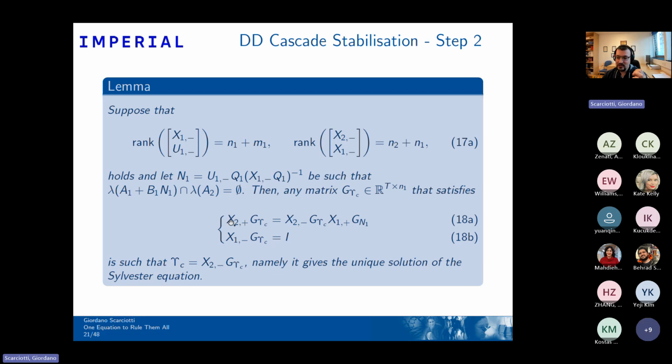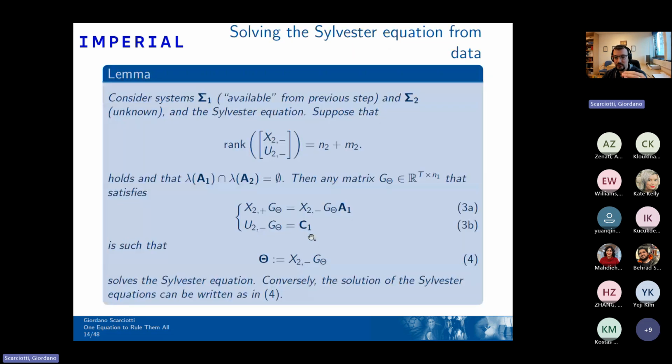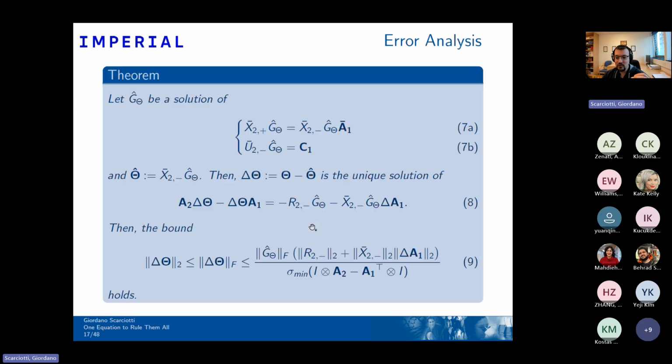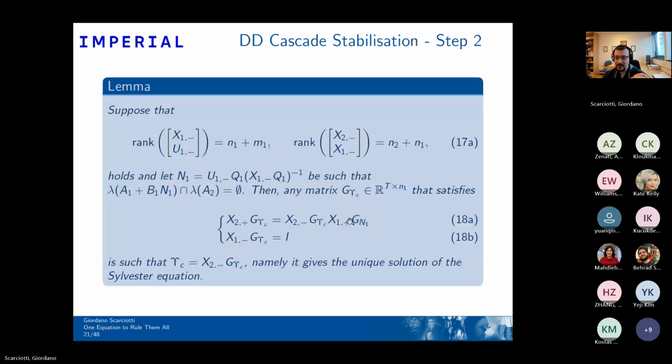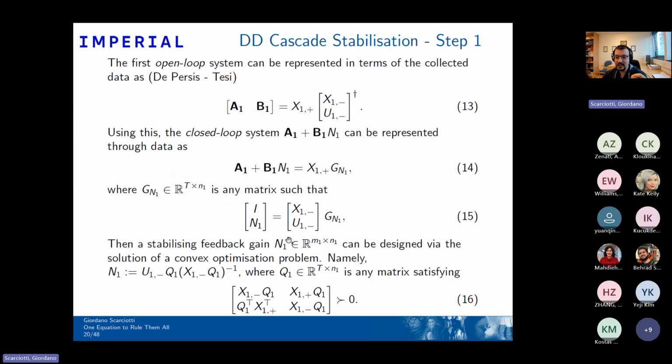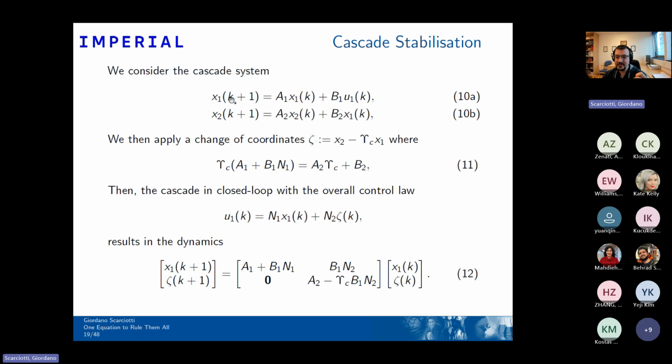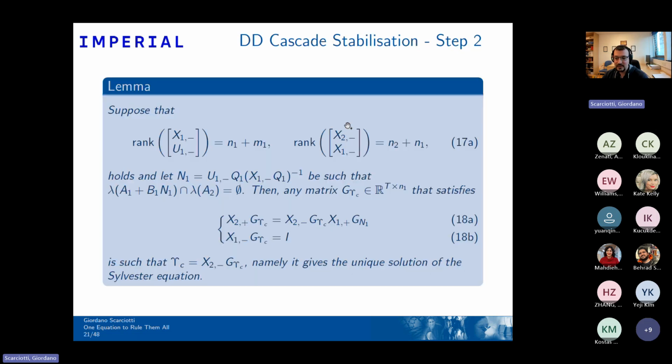And this 18a and 18b is nothing else than those two equations that I showed before. So let me go back over here, it is these two equations here, where A1 and C1 now are replaced with x1 plus gn1 and the identity. The identity, because you see that here the interconnection between the first system and the second system is just the state, and so it's just the identity. C1 is the identity. And x1 plus gn1 is obtained from data from the first system.